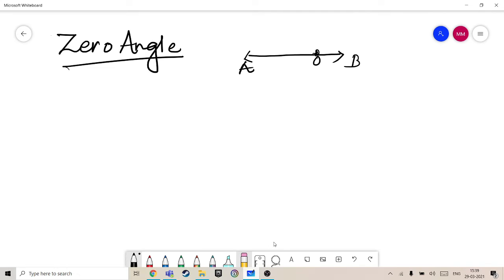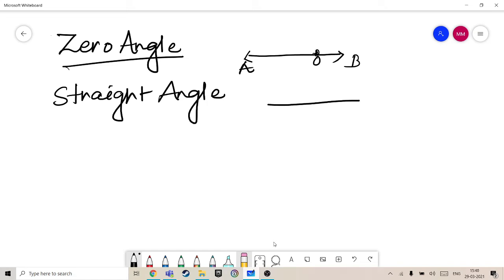And what is straight angle? Straight angle, if the angle is equal to 180 degree. If the angle is lying on a straight line, this is 180 degree. This is called straight angle.